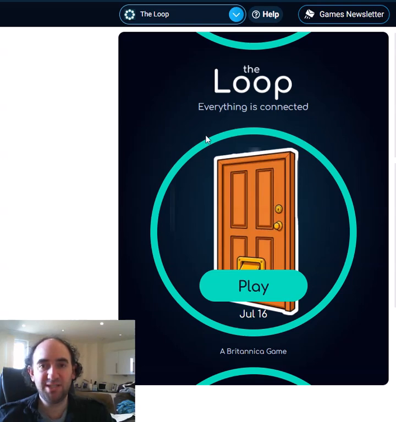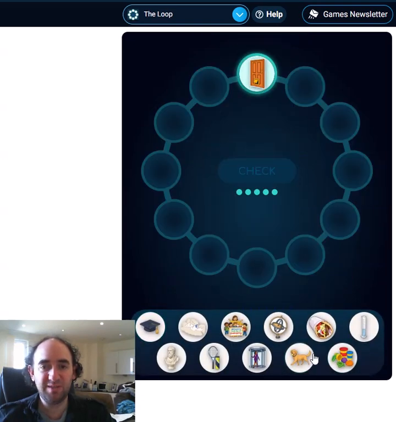Hello again, welcome to today's attempt of a loop puzzle, the game where we have to put these pictures into these circles so that each one is connected in some way to the pictures on either side of it.